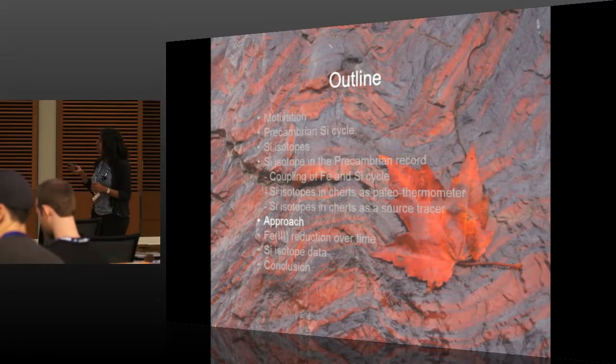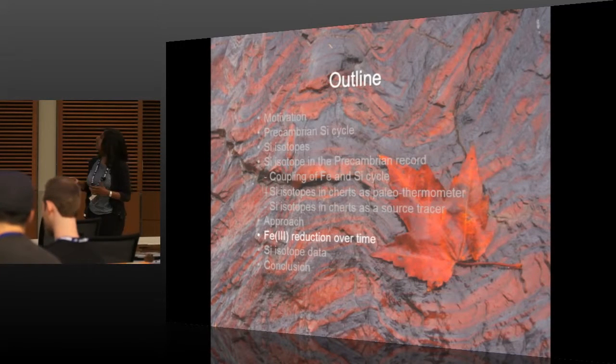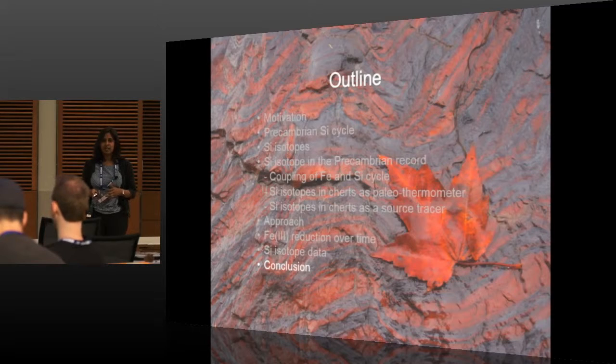And then I'll show you some data. We'll go into the iron reduction of this gel over time. And then we'll move into isotopic data, in the sense of silica isotope data for the aqueous and solid phase of my samples. We'll conclude with some fractionation factor over time and what that means to us, or at least to me at this point.